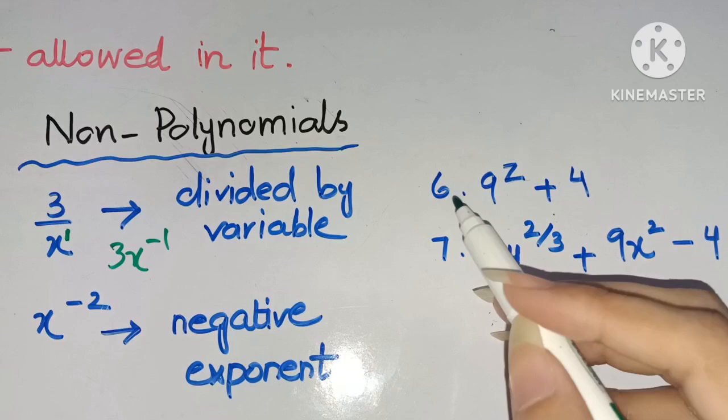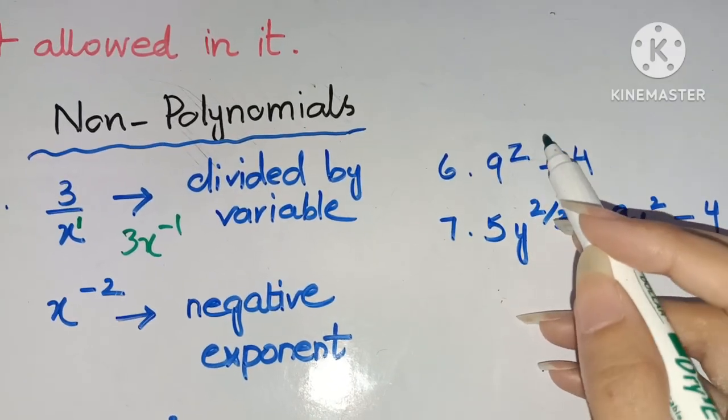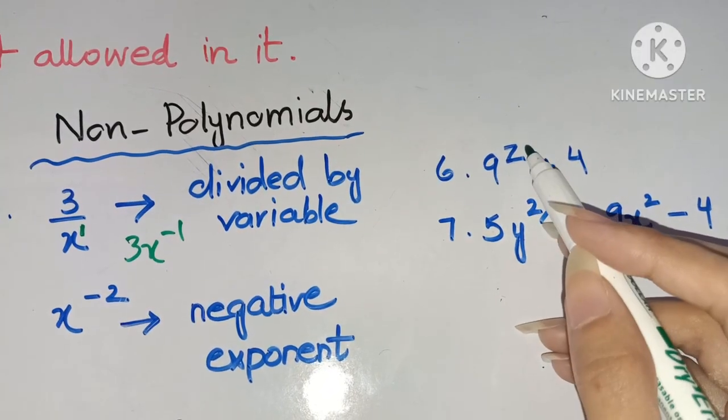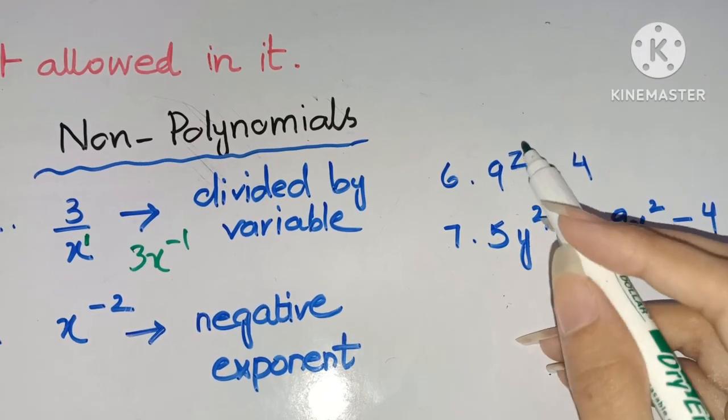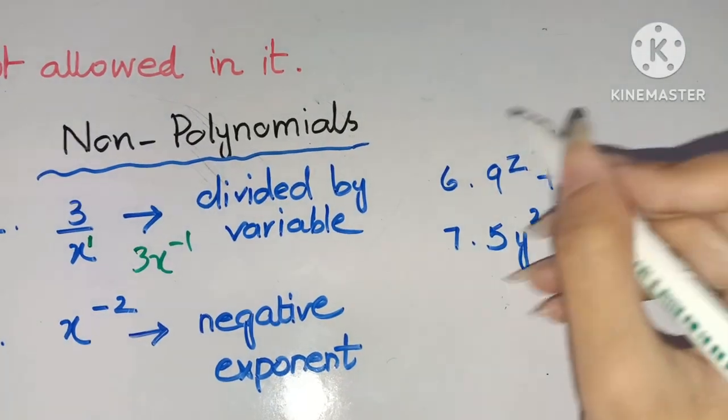Now we can see more examples. The sixth example is 9 to the power z. A variable cannot be in the power, that is, a constant with a variable as its power. So this is also not used in a polynomial expression, and this whole expression will be called a non-polynomial.